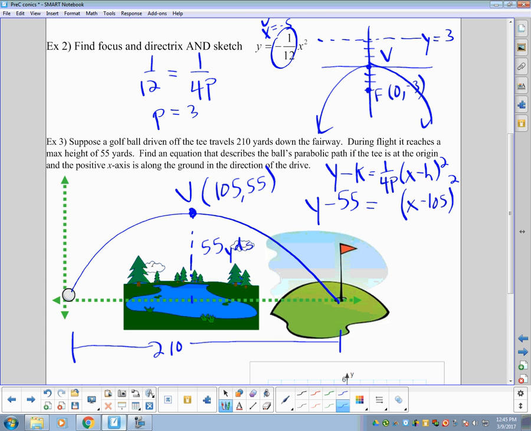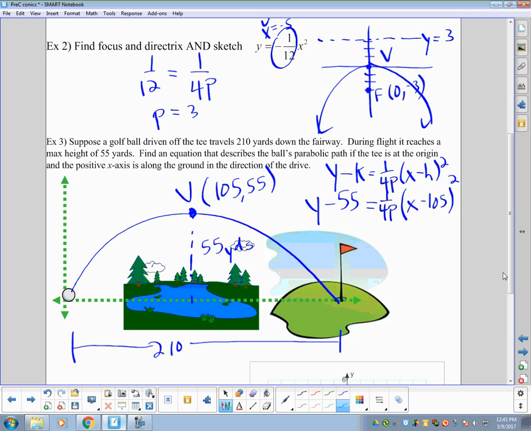Now, how can I find out what p is here? Well, I don't know where the focus is here. If this is the focus, you're right. I don't know that this is the focus. And I don't know where the directrix is. Let me ask you this. Could I figure out p by plugging in an x and a y on the parabola? What's an x and a y on the parabola?